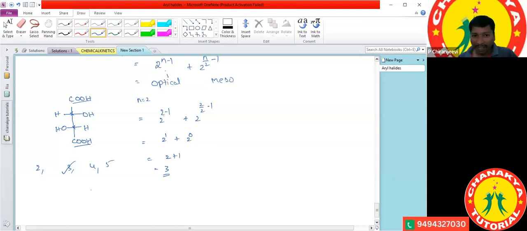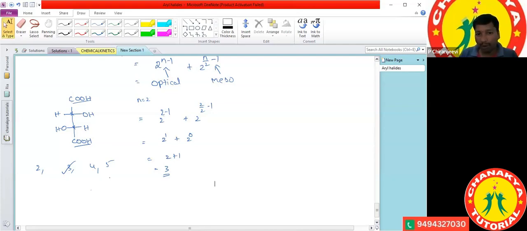Let's see. Formula clearly I'm writing. 2 to the power of n minus 1 represents optical isomers. 2 to the power of n by 2 minus 1 represents meso isomers. To make you confused, they're asking separately: how many optical isomers are there, and how many meso isomers are there. Now, same thing I'll write differently here.